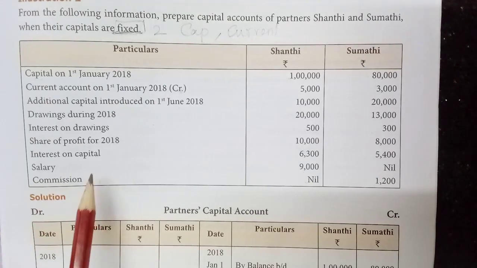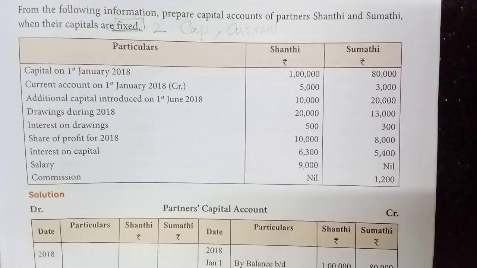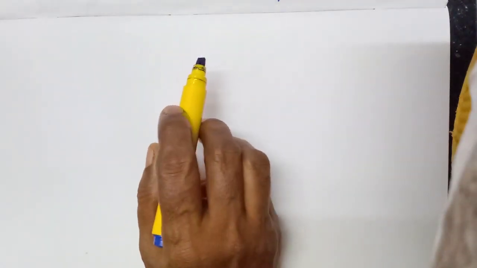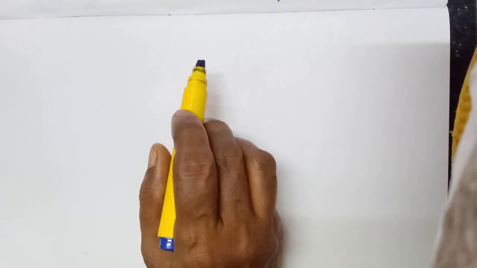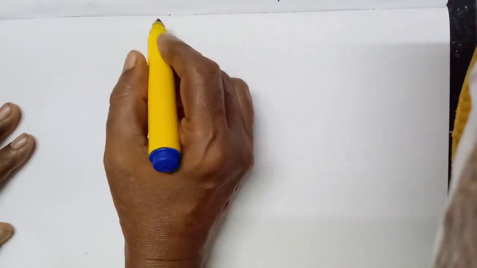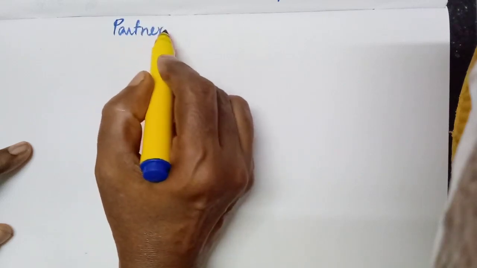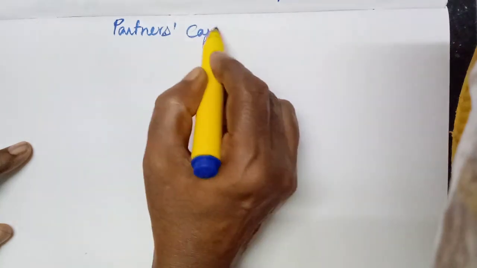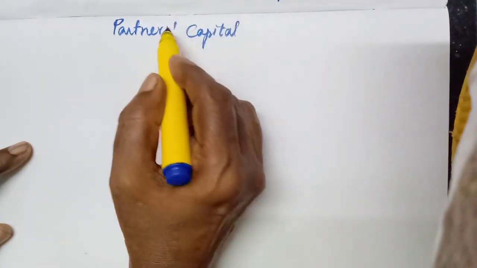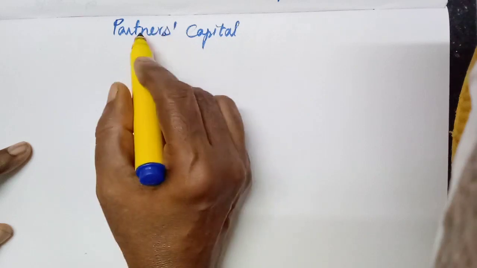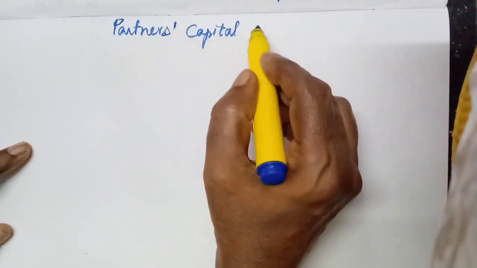Shall I do this one? In the notebook I will show you. Students, better you have your book next to you, then only you will understand which item I am writing in which account. First account, partners' capital account, that we have to write. That apostrophe you should write after the S, because two partners are there. Partners' capital account.